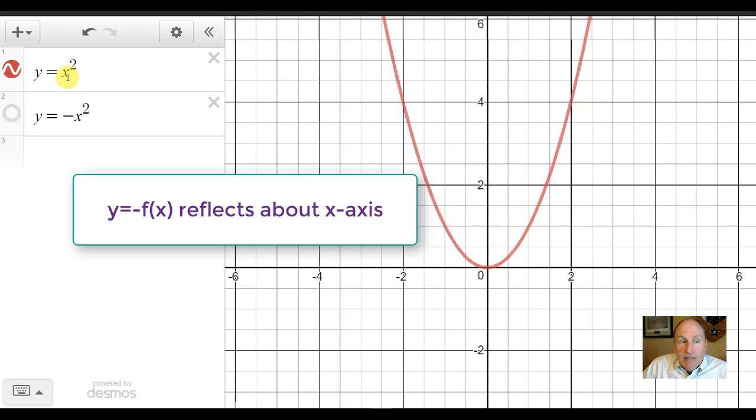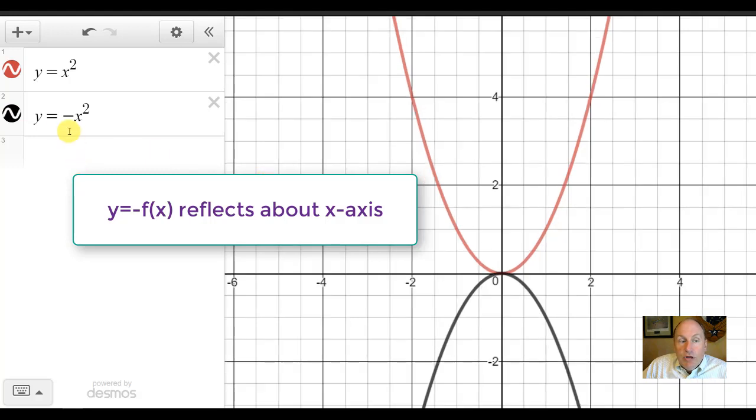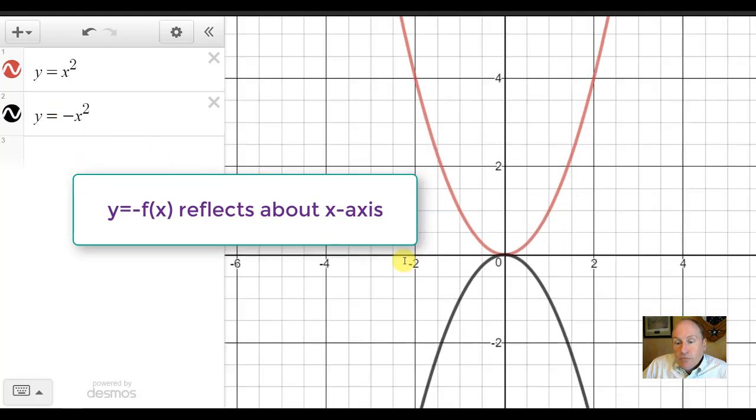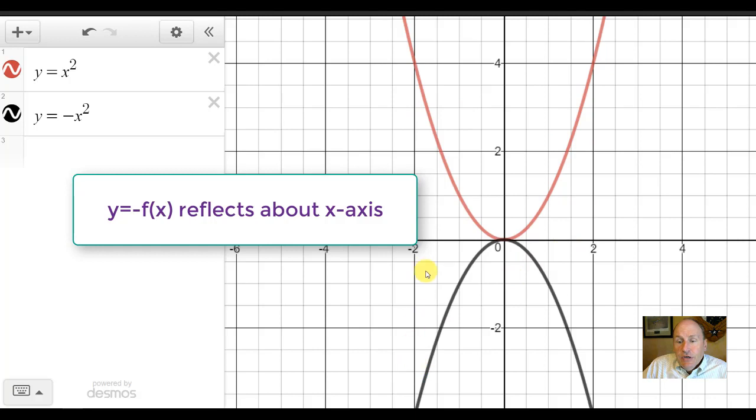So for example, if we take the parent function y equals x squared, that upward facing parabola, and we put a negative sign in front of it, what we have is every point that was on the original upward facing quadratic now has the same x value, but the f of x, the y value, has changed and become negative. So it creates this sort of evil twin across the horizontal axis.